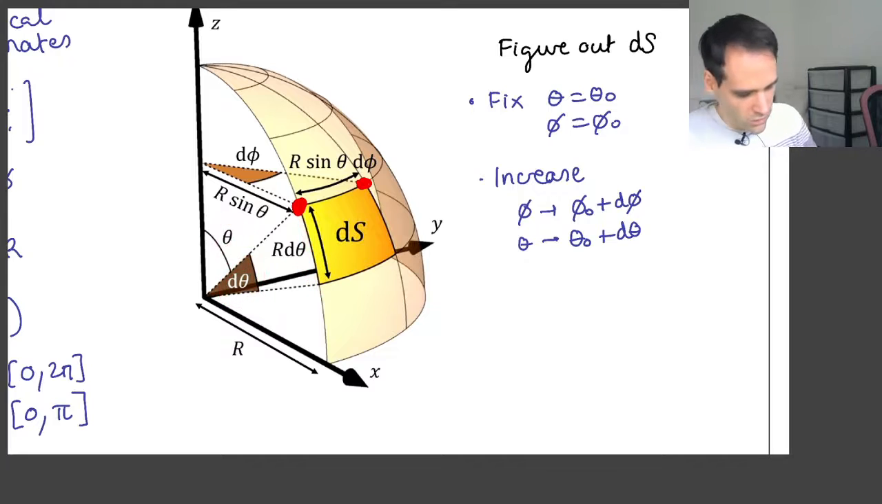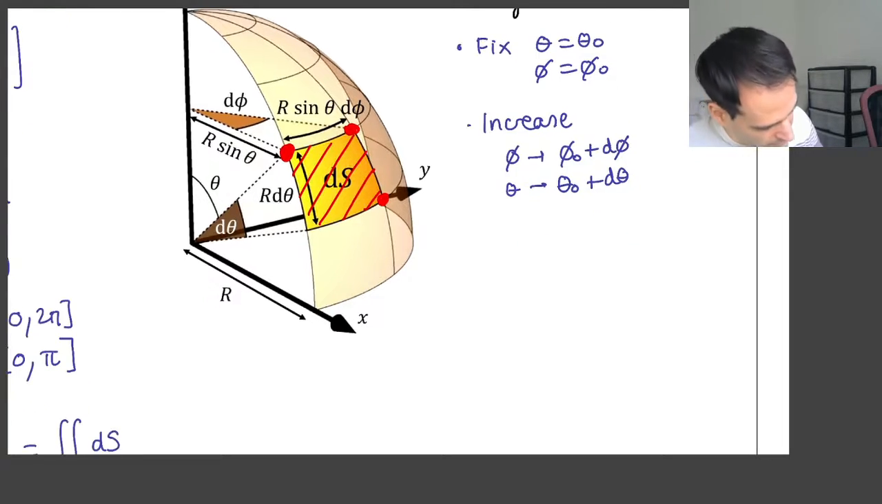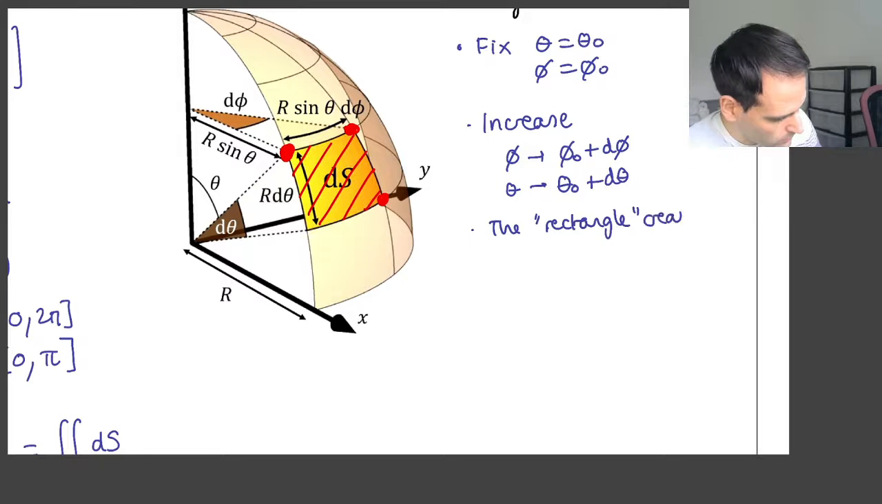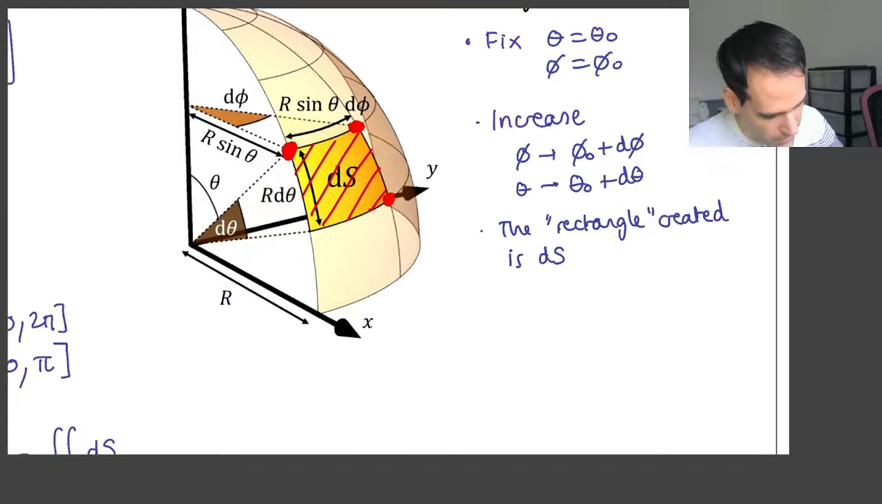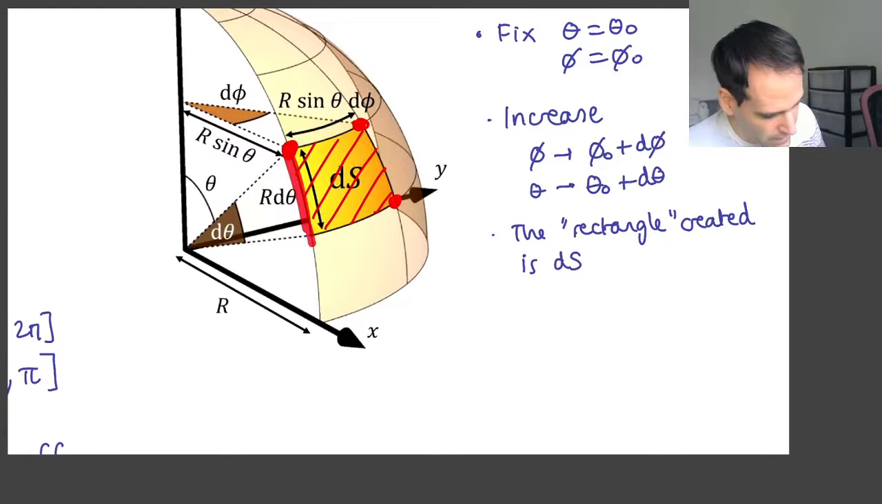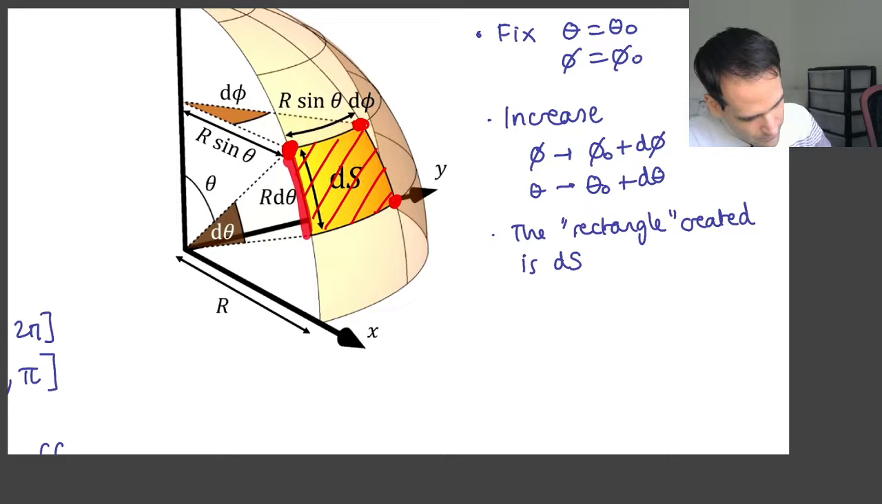By doing the two things at the same time, we end up here, and this creates this ds area here. So the rectangle created, and I call it rectangle between quotation marks, is ds. We need to find the area of this rectangle. In order to do that, you need to find the arc lengths, this arc length and this arc length, and multiply them together. This arc length is very easy.